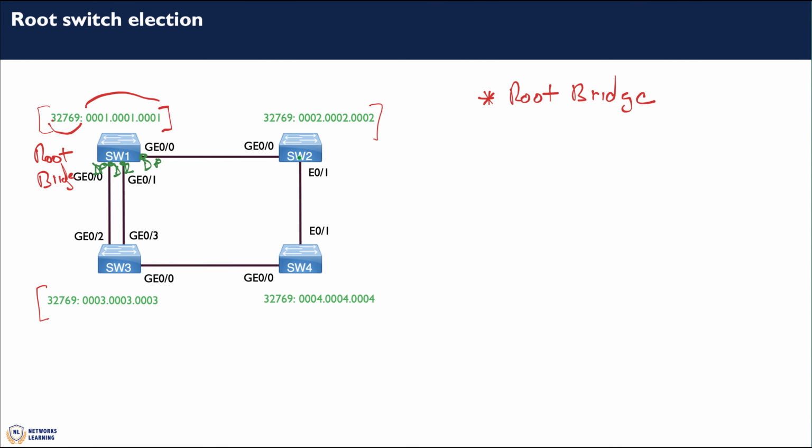Now let's take a look at costs. Remember from the previous slides that if you have a gigabit speed, the cost per port is 4. If you have 10 megabit Ethernet, the cost is 100. So let's take a look at switch 2. What is the lowest cost to get to the root bridge? Will it be directly via switch 1 or via switch 4 and 3? Here you have a cost of 100.